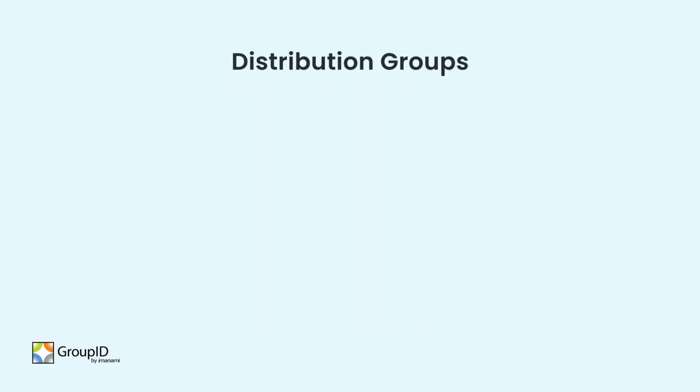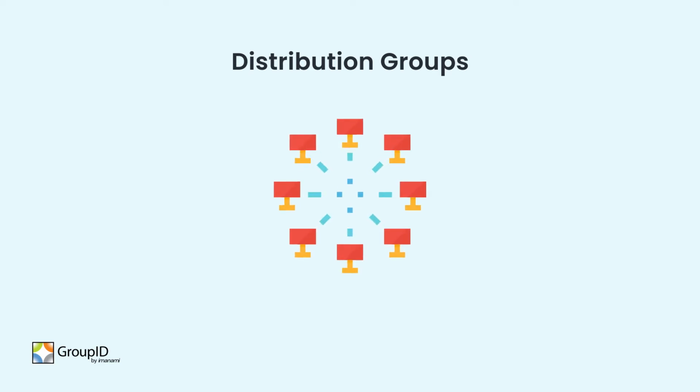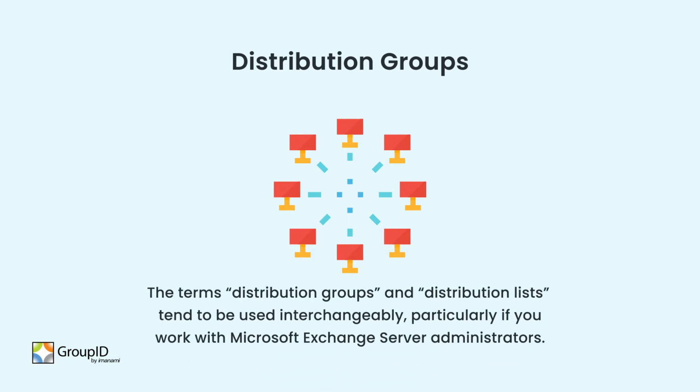Distribution groups. Distribution groups are designed to combine users together so you can send emails via Microsoft Exchange Server collectively to a group rather than individually to each user in the group. Distribution groups are designed to be used for email specifically and cannot be granted Windows permissions. The terms distribution groups and distribution lists tend to be used interchangeably, particularly if you work with Microsoft Exchange Server administrators. Don't let this trip you up.